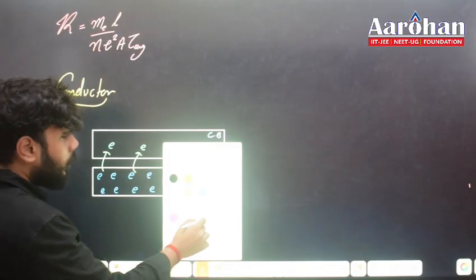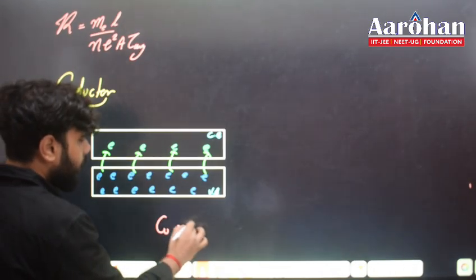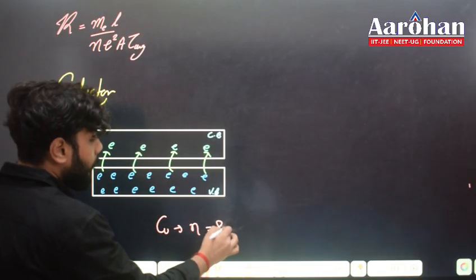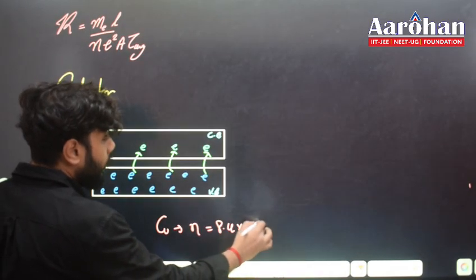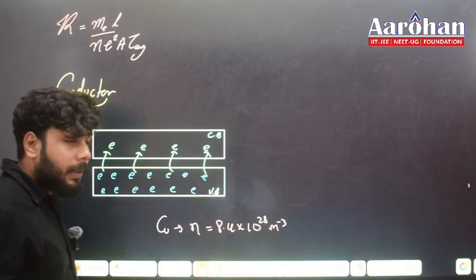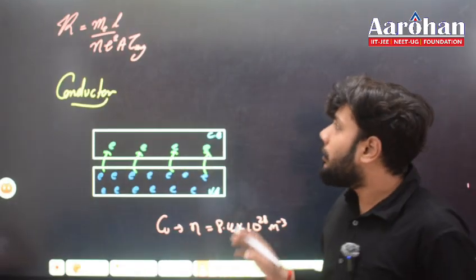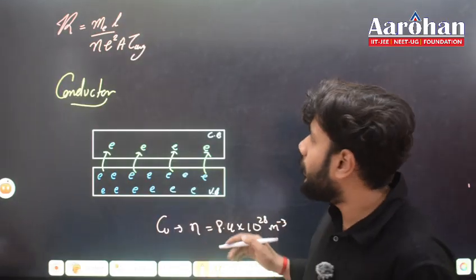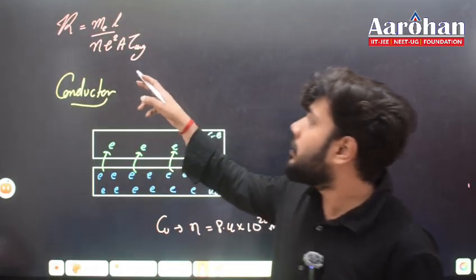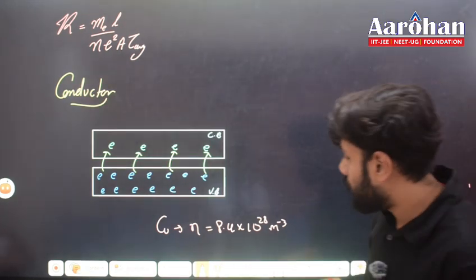For example, I told you that for metals, for copper, the free electron density is around 8 point something times 10 raised to the power 28 per meter cube. That many electrons you have in a 1 meter cube sample of copper. So they already have a very high free electron density, and you can see the resistance has an inverse relation with N, and also an inverse relation with tau average.